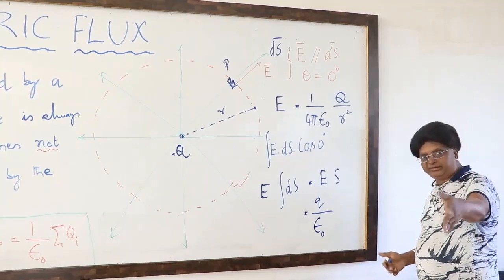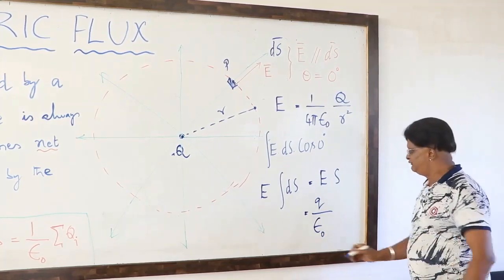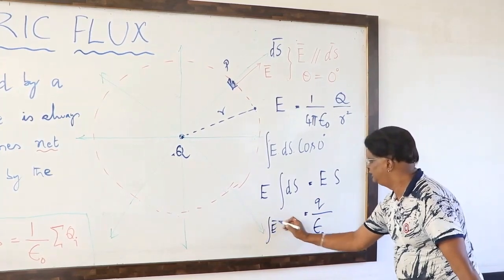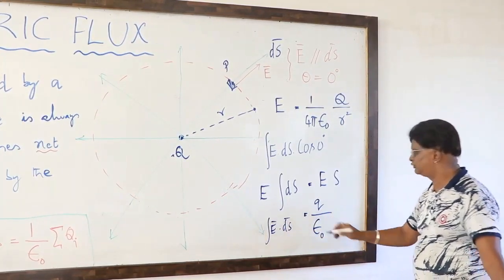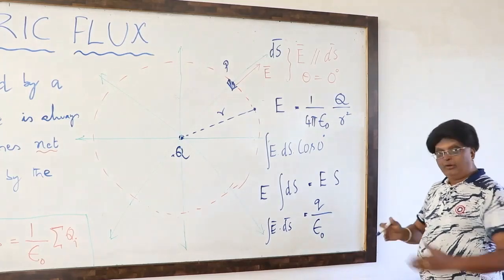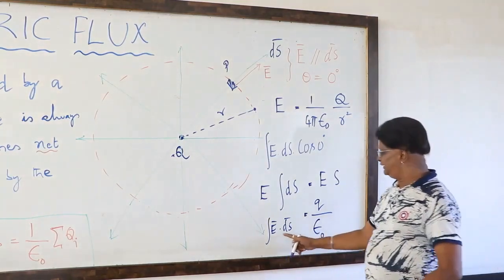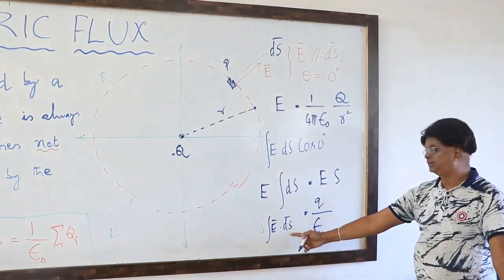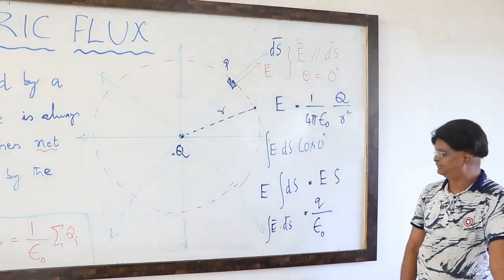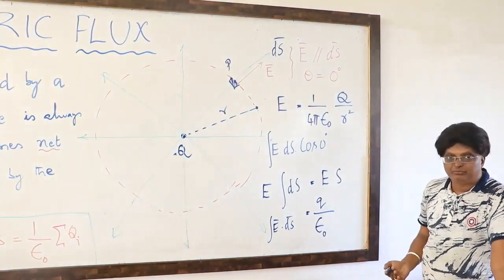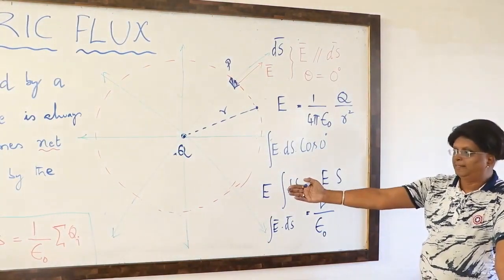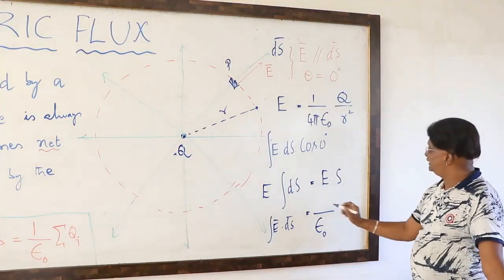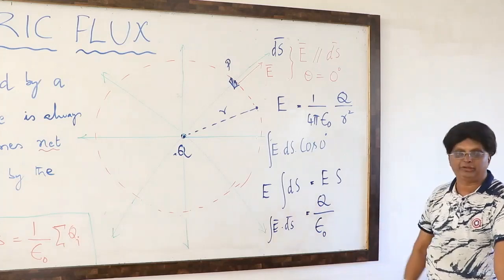In your notebook you write it as one more line. Here I am just finishing it off. This is integral E bar dot ds bar equal to Q by epsilon naught. Now according to our definition, this integral E bar dot ds bar is nothing but flux. Therefore, what is the result that we got? Phi is equal to 1 by epsilon naught times Q, here I take it as capital Q. Yes, Q by epsilon naught.